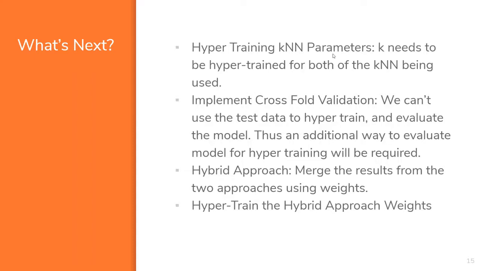Lastly, one of the main things about the algorithm is the hybrid approach that merges the results from the 2 approaches. Therefore, we must implement that and then we must hypertrain the weights associated with the hybrid approach.